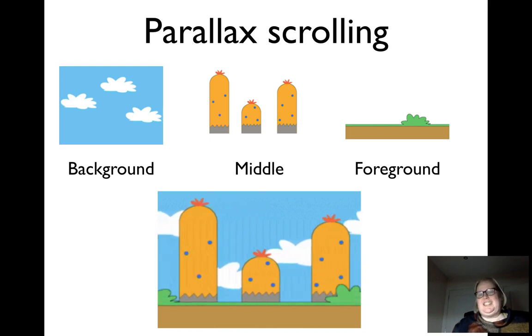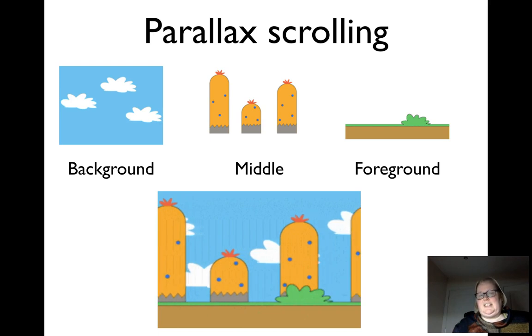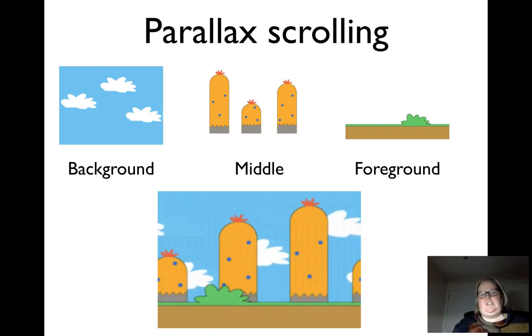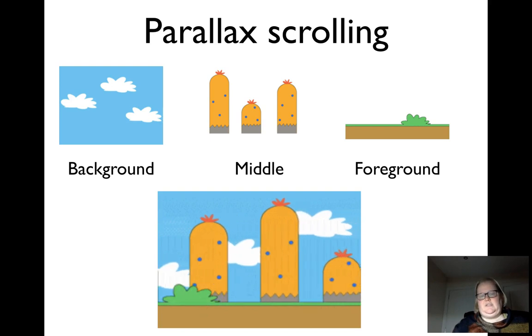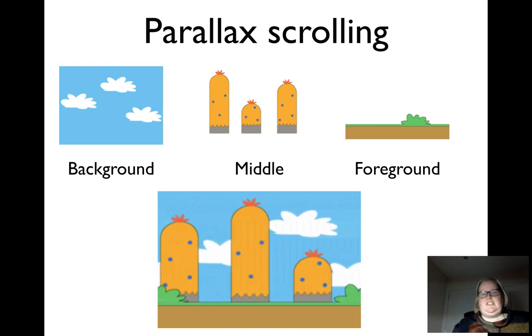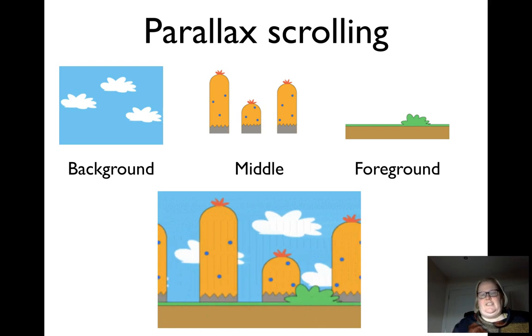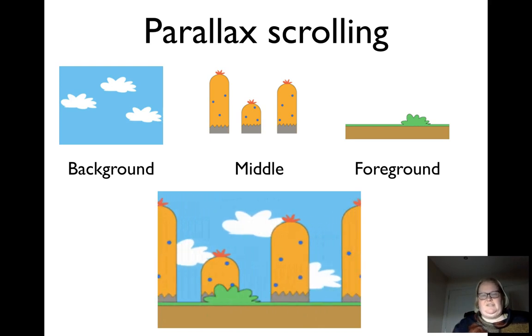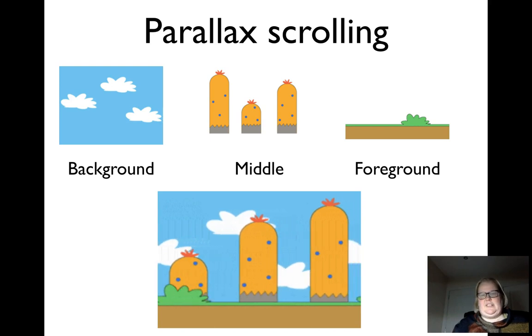In general, we usually say the foreground's moving about full speed, the middle's moving about 1/3 speed, and the background's moving about 2/3 speed. So the foreground's the fastest, then the middle, then the background. You can see how that works.